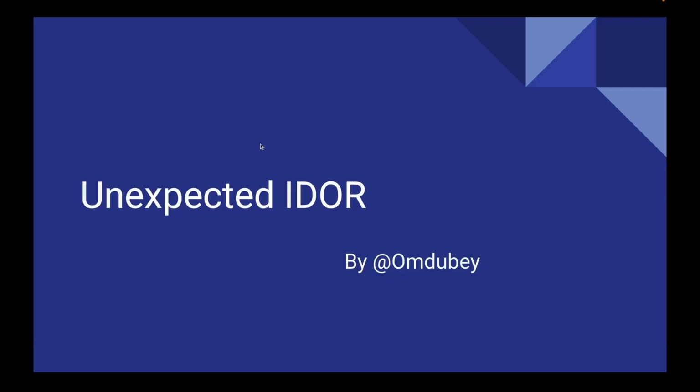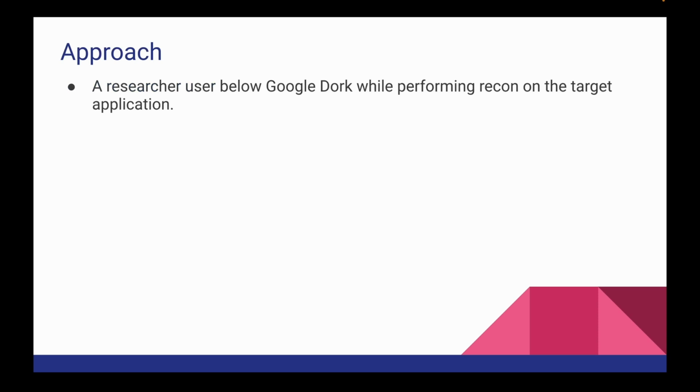So this is an unexpected IDOR, which was written up by this researcher on Medium. This researcher found, at the time of bug bounty hunting, one IDOR which is completely unexpected, which is a different methodology. That's the reason I have kept that finding in this slide. So what was his approach to find that bug? The researcher used the below Google Doc while performing recon on the target application. This is a Google Doc.